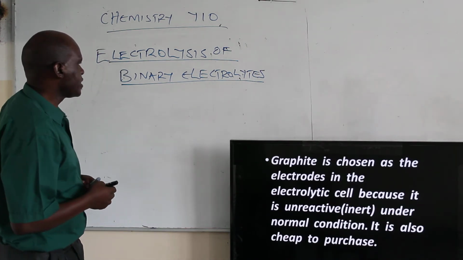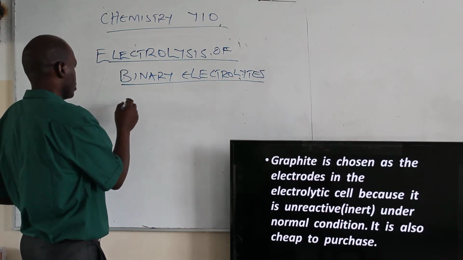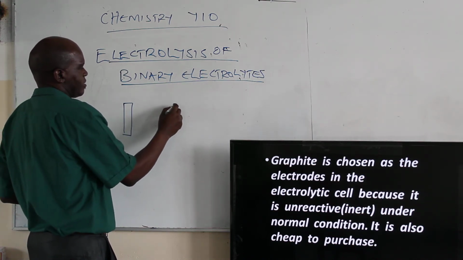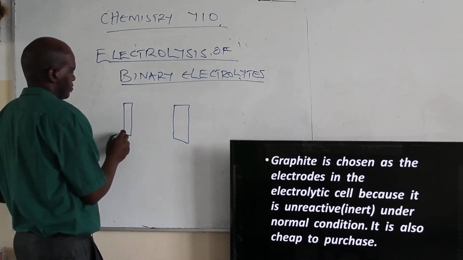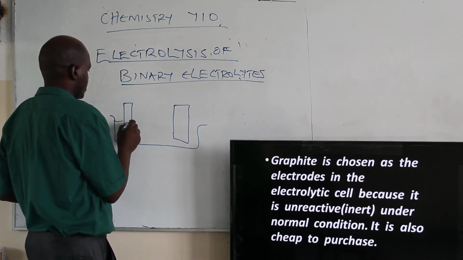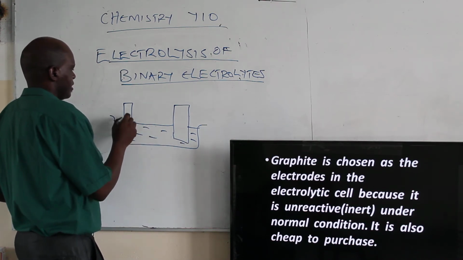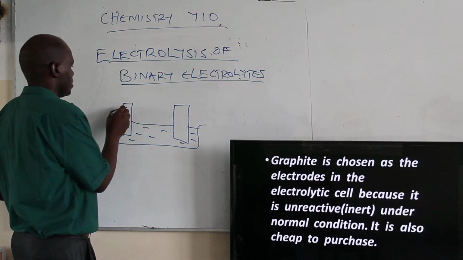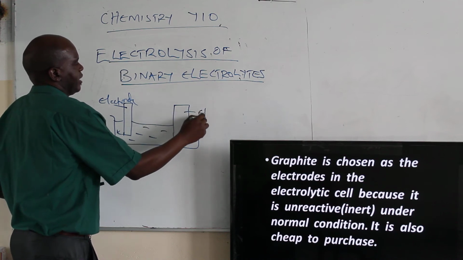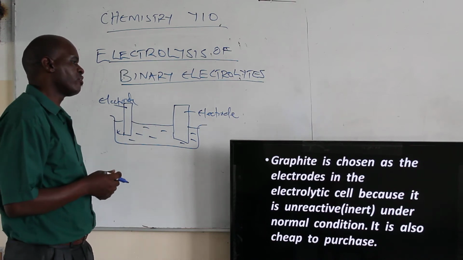Now in the electrolytic cell, we have graphite, which is chosen as the electrodes. When we talk of the electrolytic cell, we are looking at this type of setup placed in the electrolyte, which is in molten state. That is the electrolyte, and then these are the electrodes we're talking about. That is electrode and electrode. So the electrodes are mostly made of graphite.